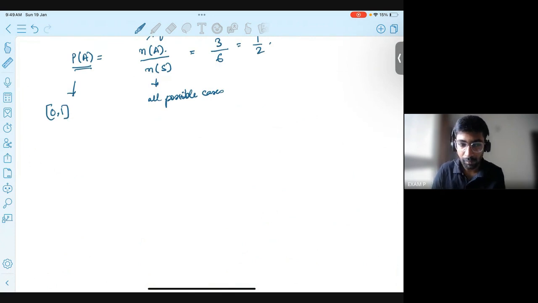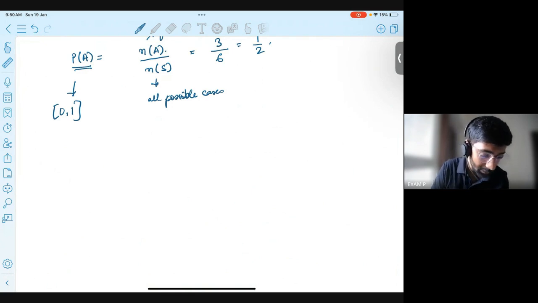Not strictly, sorry. Strictly between 0 and 1? No. 0 and 1 can also be the values. So it's not strictly in between. Strictly in between basically means excluding the endpoints, but this is not that. So 0 and 1 are allowed. Okay. That is the condition that probability needs to satisfy.